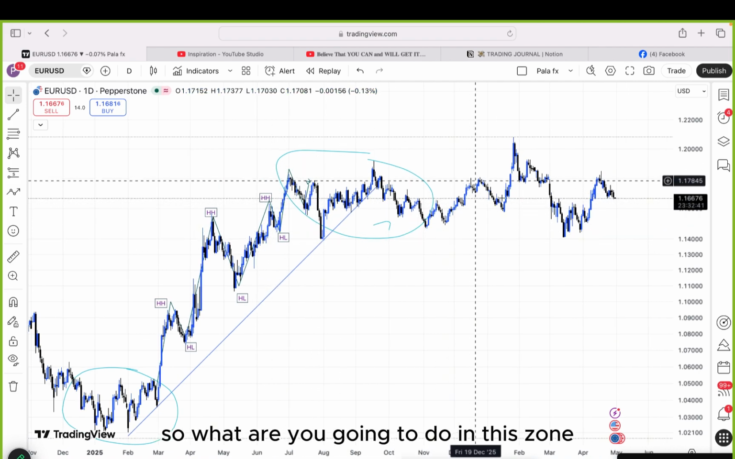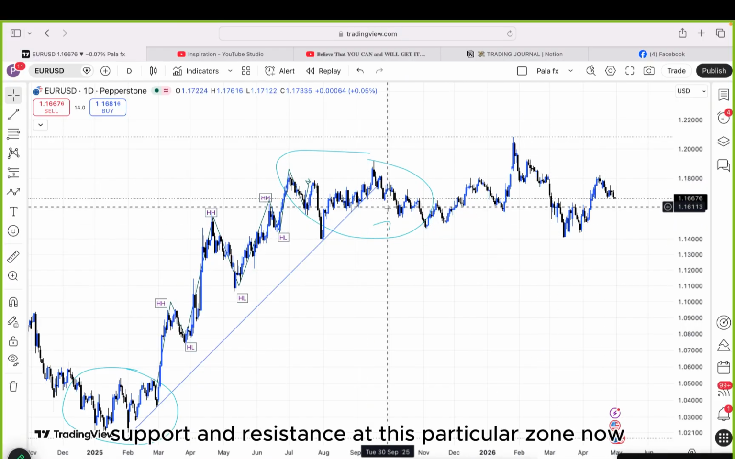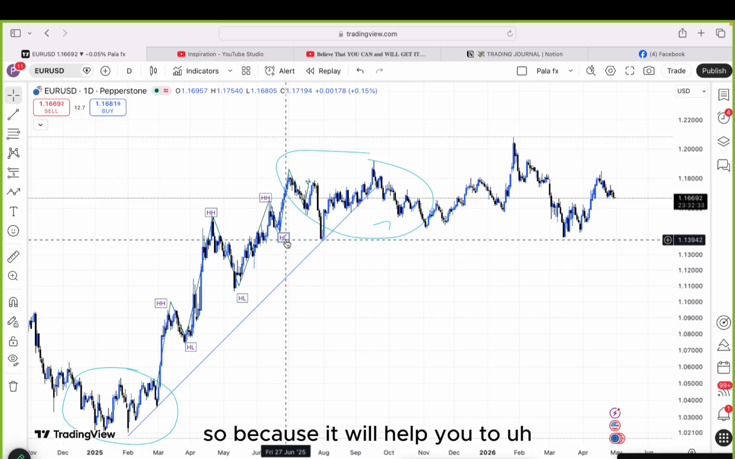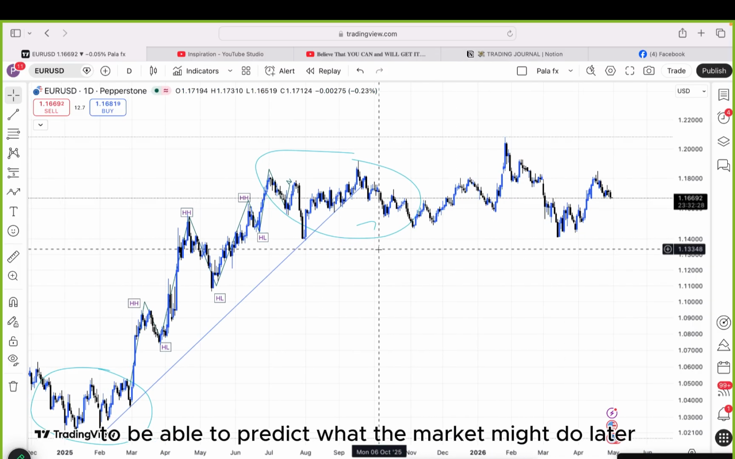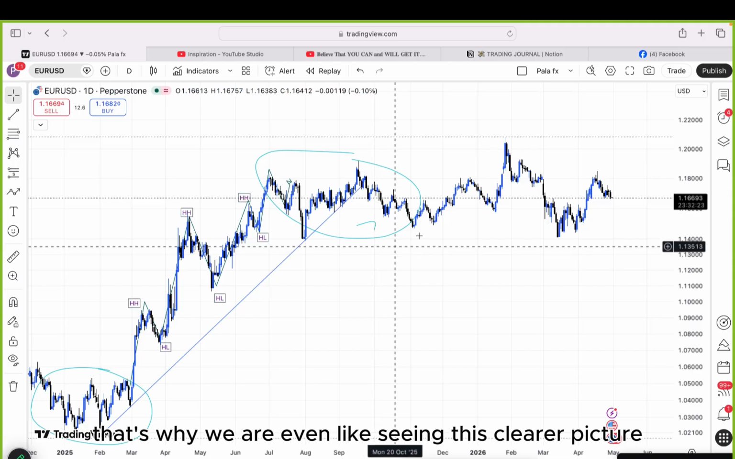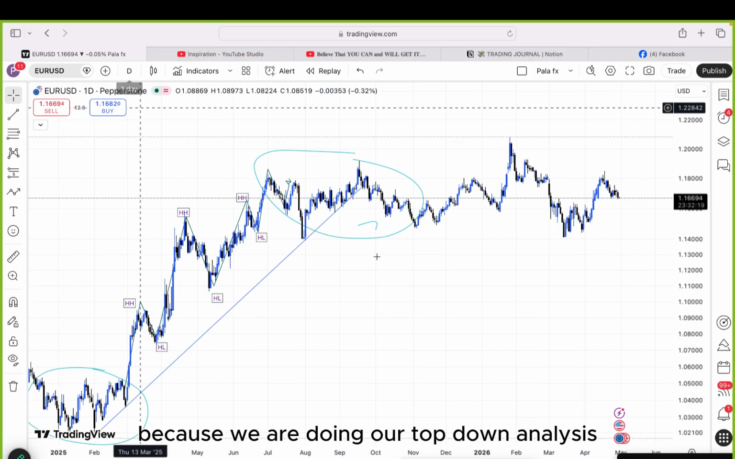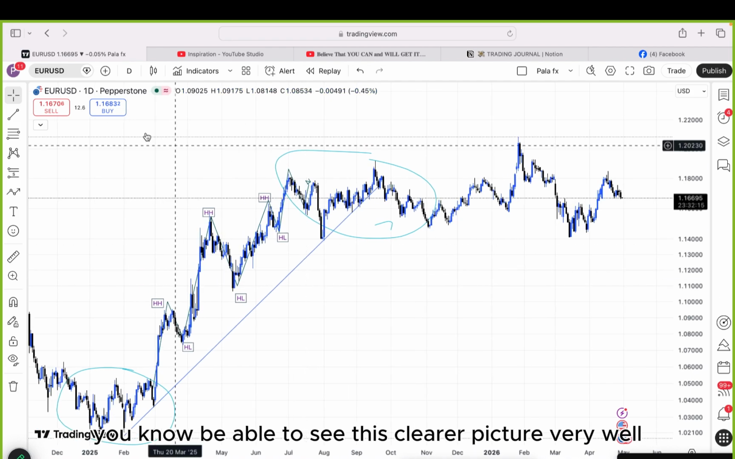So what are you going to do in this zone? You should be looking out for your support and resistance at this particular zone now, because it will help you to be able to predict what the market might do later. Because we are on a daily time frame, we are seeing this clearer picture. Because we are doing our top-down analysis, we can see this clearer picture very well.